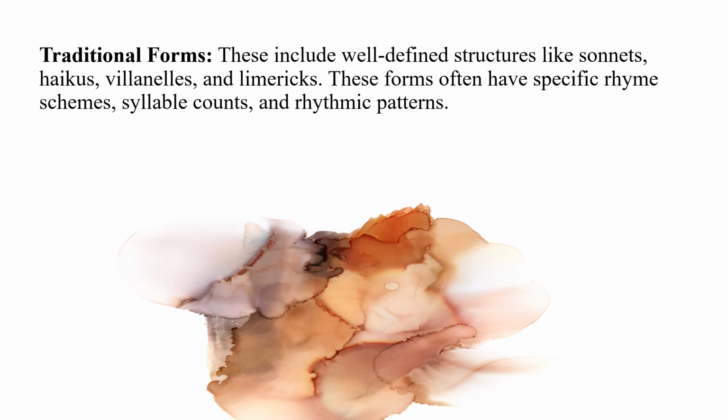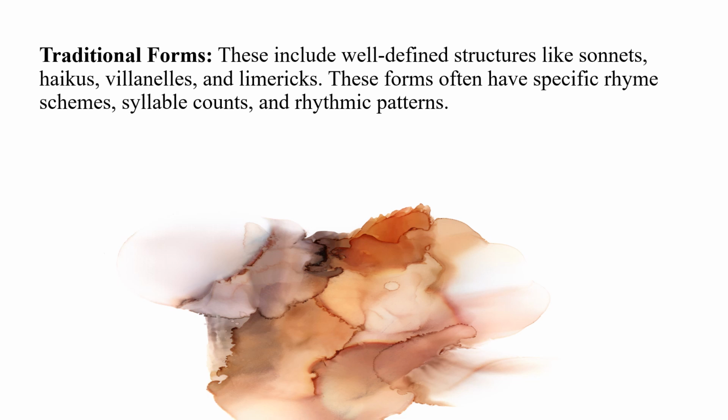The first thing we need to know is that there is a difference between the two forms of poetry. That is, one is free form and the other is the traditional form. The traditional form includes a well-defined structure, that means there is a structure in the rhyme, rhythm, meter, and the syllable count. For example, poems like sonnets, haiku, villanelle, limerick.